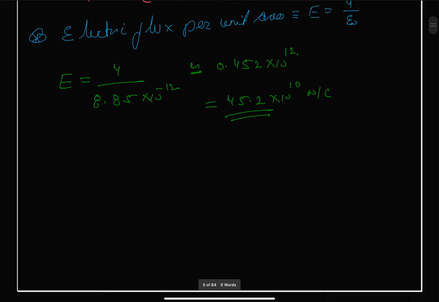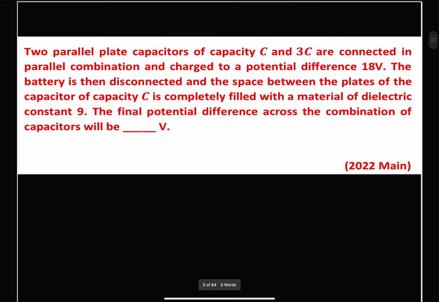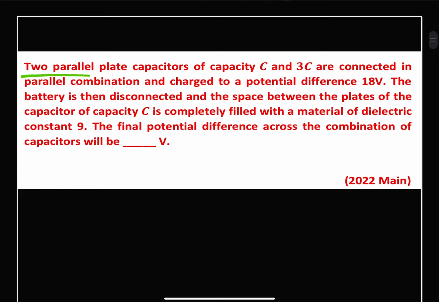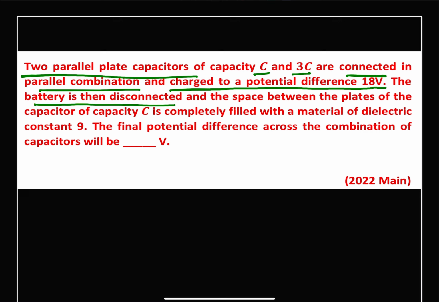Next question. It states that two parallel plate capacitors of capacitance C and 3C are connected in parallel combination and charged to a potential difference of 18 volt. The battery is disconnected and the space between the plates of capacitor C is completely filled with a material of dielectric constant 9. The final potential difference across the combination of the capacitors will be.